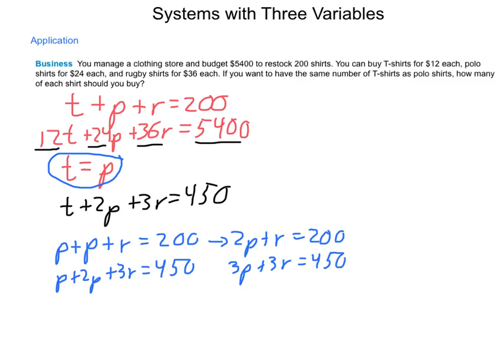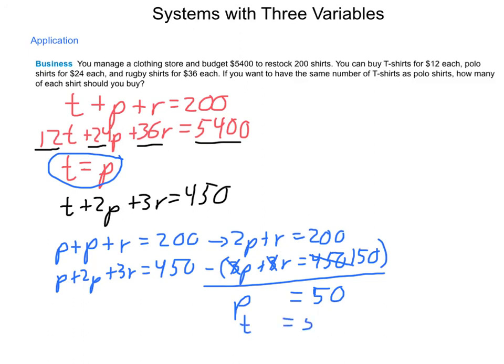Again, everything in the new second equation can be divided by 3, so what we end up with is P plus R equals 150. Subtracting these two equations from each other, we end up with 2P minus P is simply P, R minus R is nothing, 200 minus 150 is simply 50. So our number of polo shirts will be 50. And knowing that t-shirts and polo shirts are the same, our number of t-shirts is also 50.